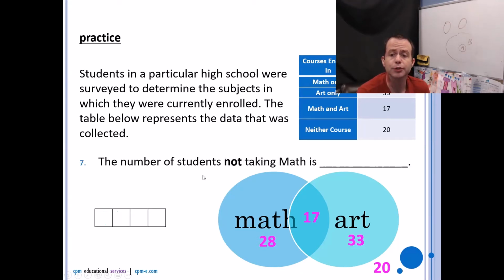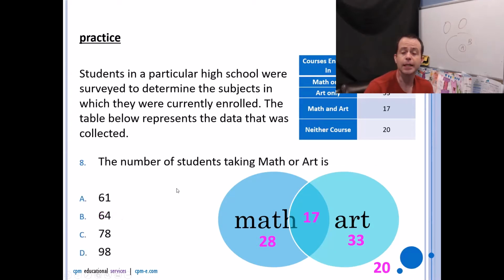The number of students not taking math. Okay, well, figure that out. Look, these guys are taking math. So this guy's not taking math and this guy's not taking math. So all together, that would be 53, sorry, can't add in my head. 53 are not taking math. Okay.